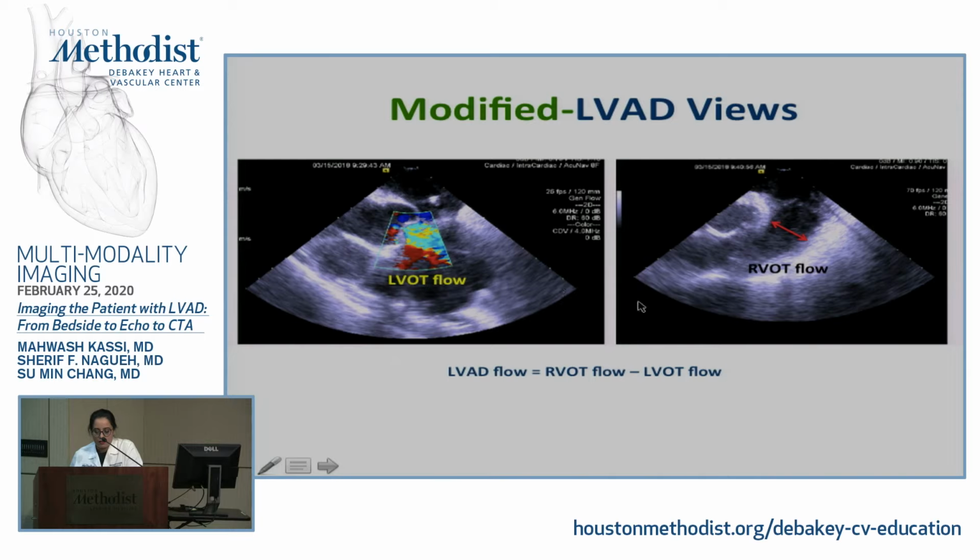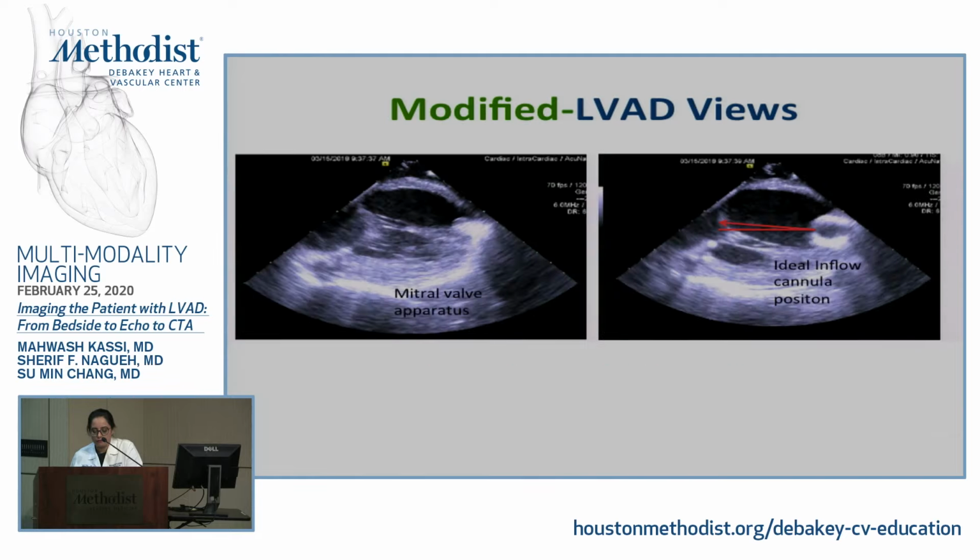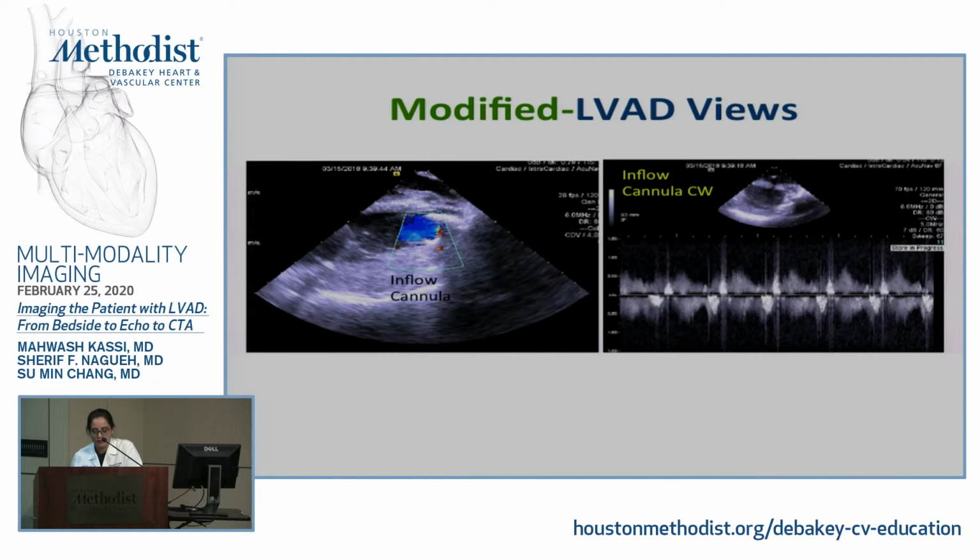And the notion of doing LVAD flow or output using RVOT flow or LVOT flow: if we have good RVOT images by echo, we can use that. But I don't encourage using that because it can also be very misleading. But there were good views that we can get through ICE imaging. And this is where we can see the mitral annulus very well, the inflow cannula position, and how that is relative to the mitral annulus.